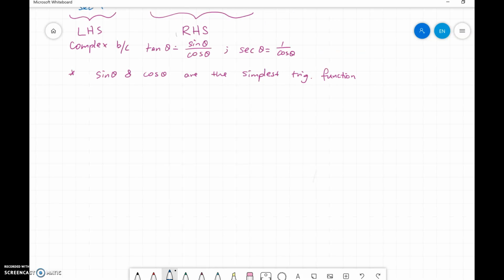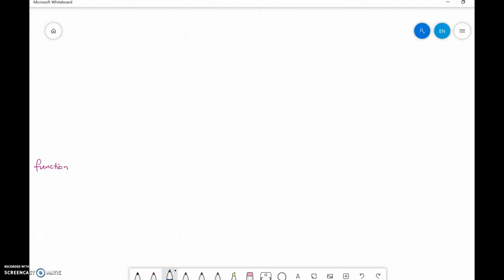I probably need to rewrite the problem again. So I have tangent squared t over secant squared t, and 1 plus cosine of t times 1 minus cosine of t. The first method is I'm going to work as usual. I'm going to start from the complex side, which is the left hand side, as we just talked about.